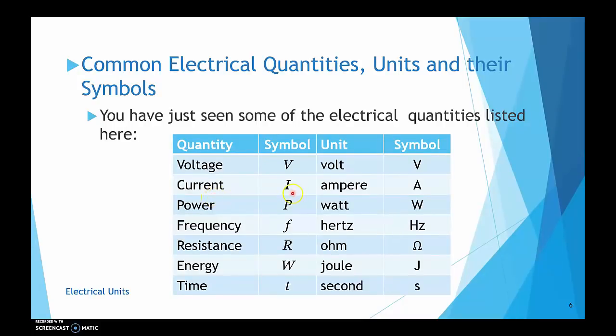You have also seen the quantity current. Its symbol is I, and its unit is ampere, represented by a capital letter A. The symbol for power is P, its unit is watt, W. Frequency is f. Its unit is Hz. Take note that it is a capital letter H followed by a small letter z. Resistance is R and ohm, that will be covered in Unit 3. Energy is W, its unit is joule. Time is t, its unit is second.